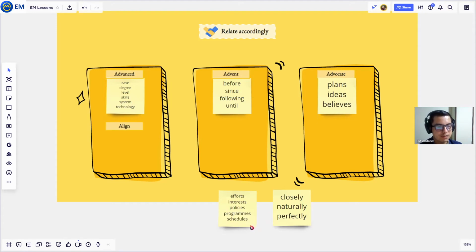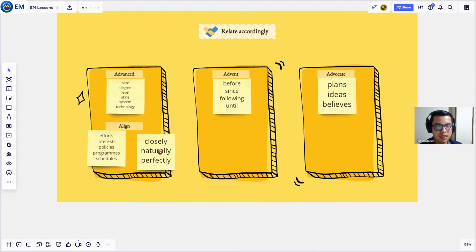Yeah, plans, ideas, and beliefs, efforts, interests, align efforts, policies, programs, schedules. Closely, naturally, perfectly. Yeah.